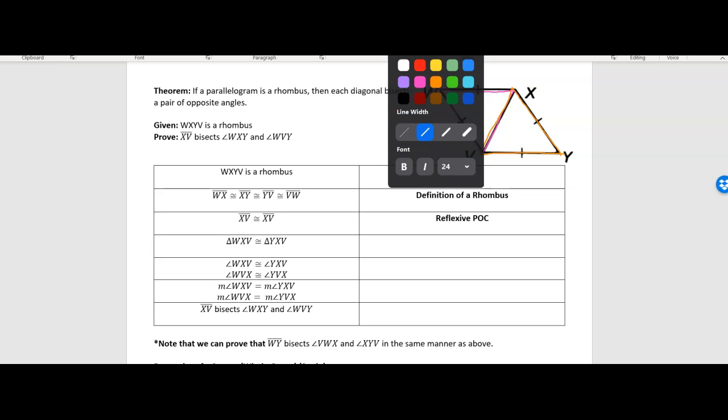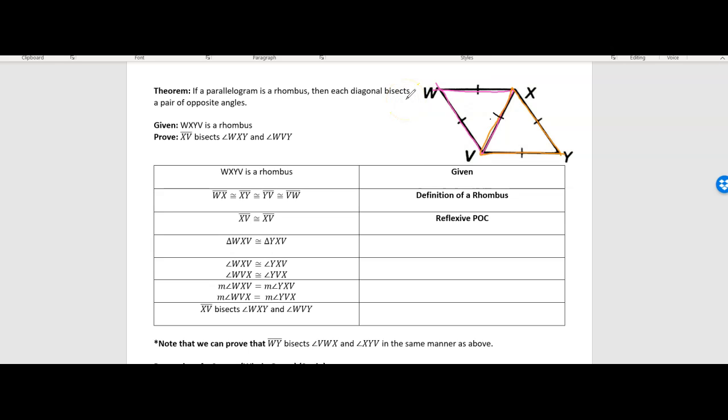And I guess we should put these tick marks on the reflexive property right here. So those two triangles are going to be congruent, again, by SSS. We have 3 sets of congruent sides. Okay, then we are told that 2 sets of angles are congruent. So we've got angle WXV is congruent to YXV. And then we have WVX is congruent to angle YVX.